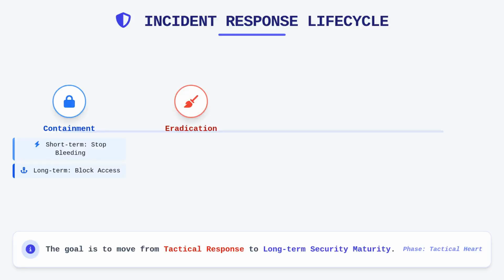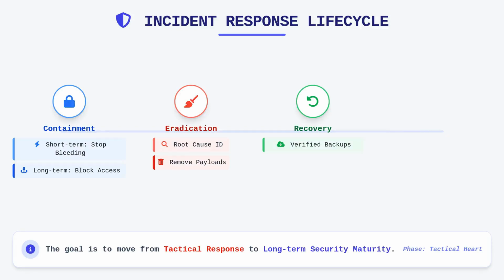Eradication follows by identifying the root cause, such as a malicious payload or an unauthorized account, and removing it entirely from the environment. Once the threat is scrubbed, recovery focuses on restoring services from verified backups and verifying that systems are operating as expected while under heightened monitoring.